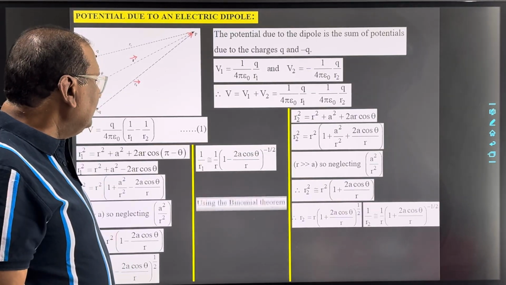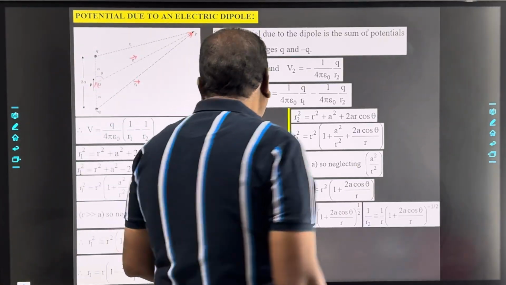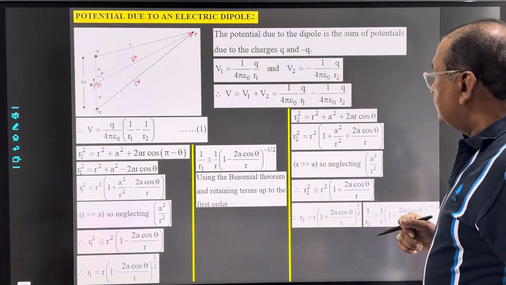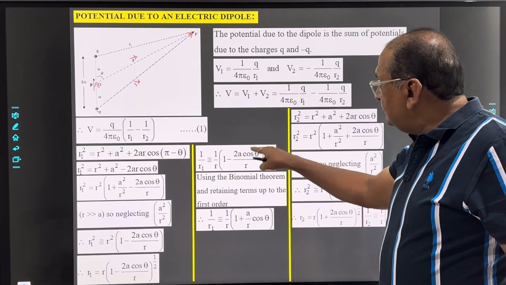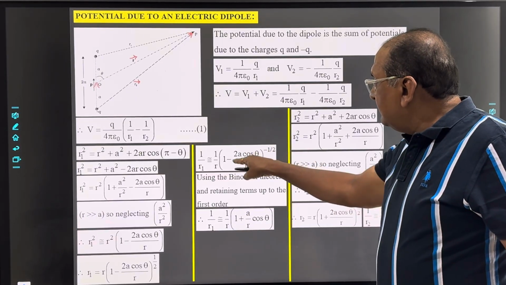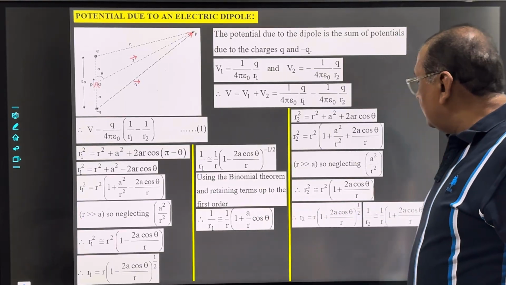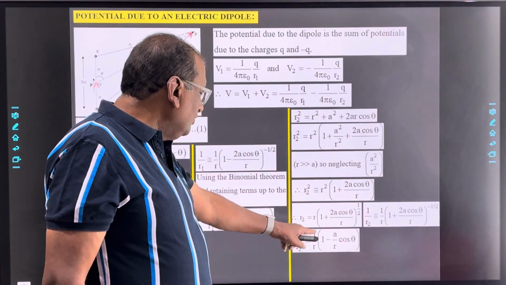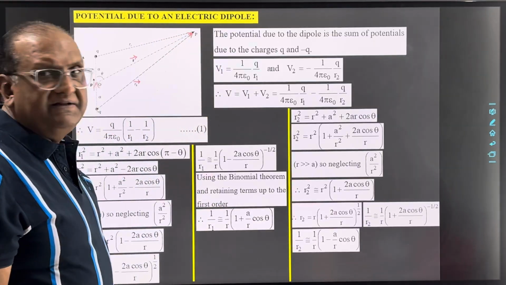Now let's use the binomial theorem, retaining terms up to the first order and neglecting higher order terms. We know this. So we can write here 1 upon r1, this raised to minus 1 by 2, multiplied with the second term. So 1, this minus 1 by 2 into minus 2, the 2 cancel. So a by r cos theta. Similarly here 1 upon r2 is equal to 1 upon r into (1 minus a by r cos theta).